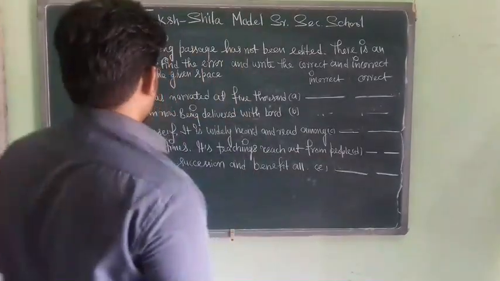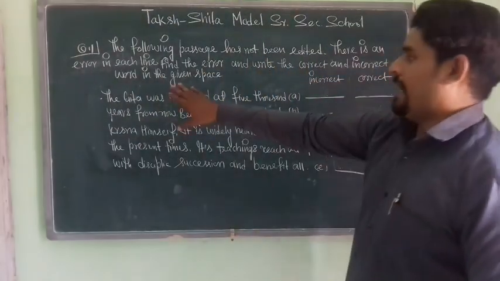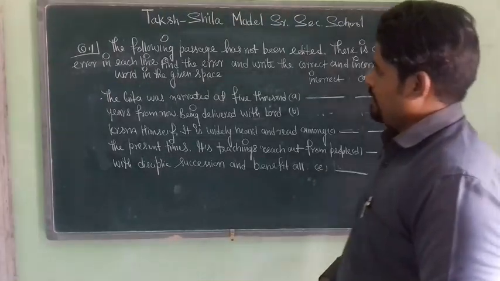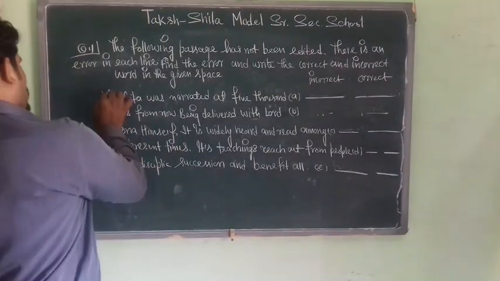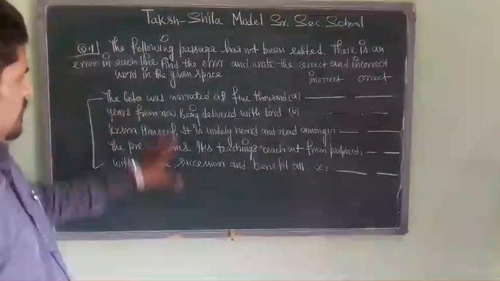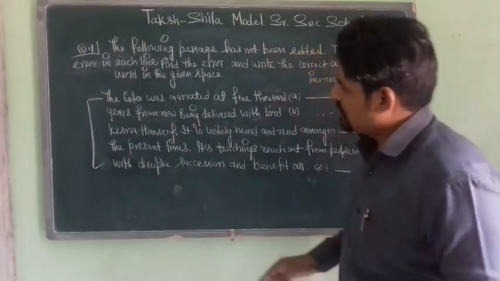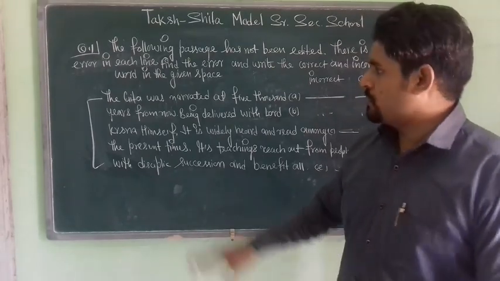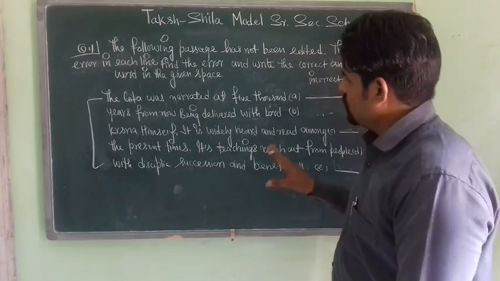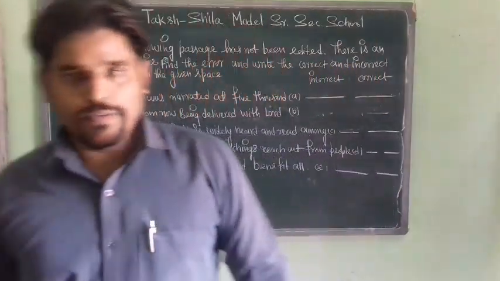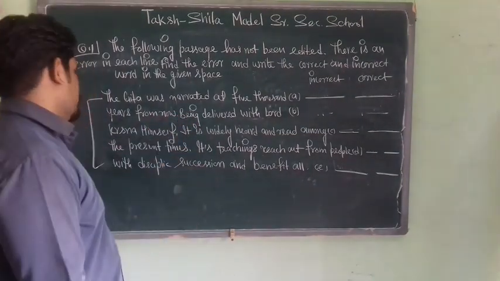I have written question number 1 on board. The following passage has not been edited. There is an error in each line. Find the error and write the correct and incorrect word in the given space. So this is for correct and this is for incorrect. Let us now read this passage. Make sure that we are now just taking into consideration the topic of preposition. So we need to find the preposition which is used incorrectly, right? And we just need to spot the error, and then replace the incorrect word with a correct word. So the Gita was narrated at 5,000 years from now.